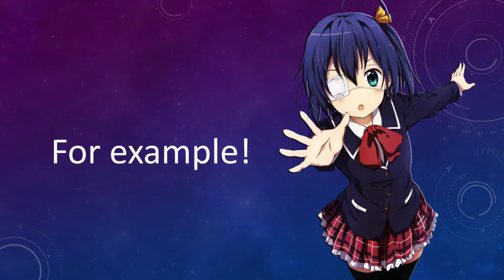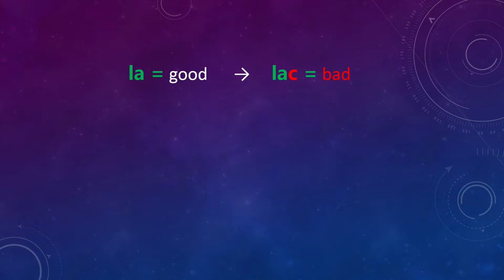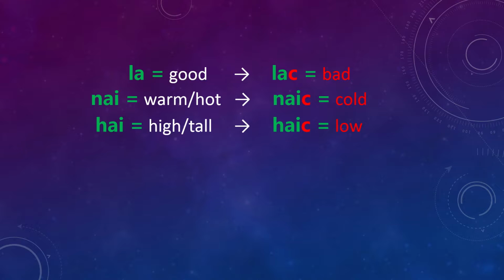So for example, la means good and lash means bad. So you just put a sh at the end, the meaning changes to the opposite. Nai means warm, hot, and naish means cold. High means high or tall, and then we know for sure haish means low. And if sea means next, then seash obviously means previous.